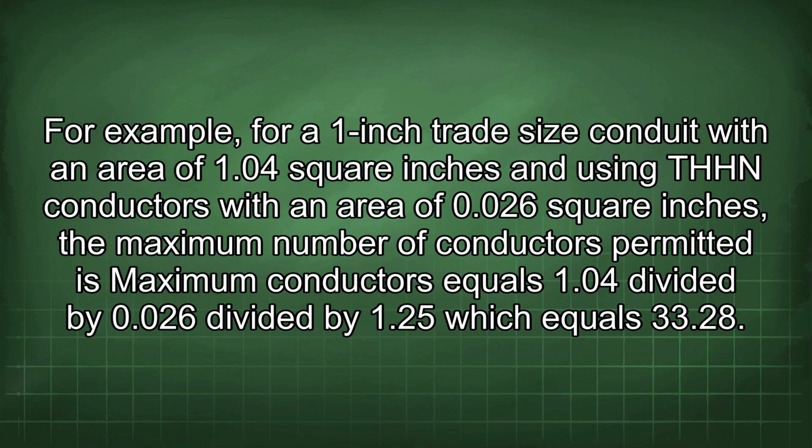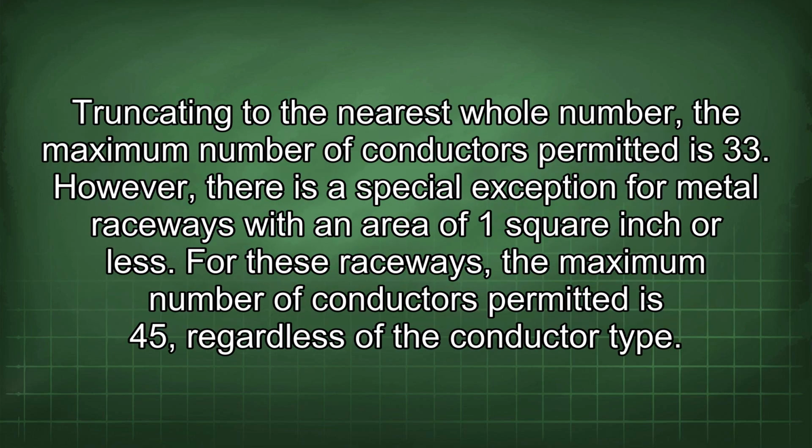For example, for a 1-inch trade-size conduit with an area of 1.4 square inches and using THHN conductors with an area of 0.26 square inches, the maximum number of conductors permitted is: maximum conductors equals 1.4 divided by 0.26 divided by 1.25, which equals 33.28. Truncating to the nearest whole number, the maximum number of conductors permitted is 33.